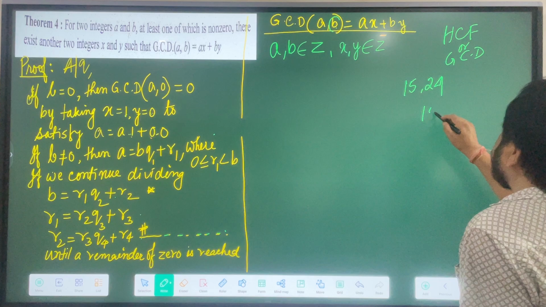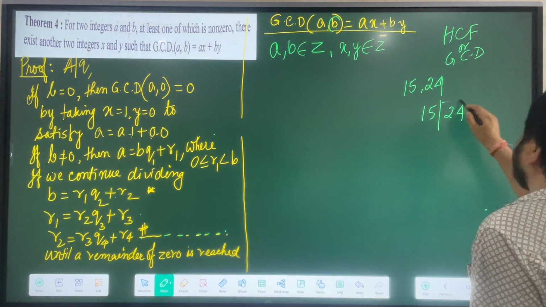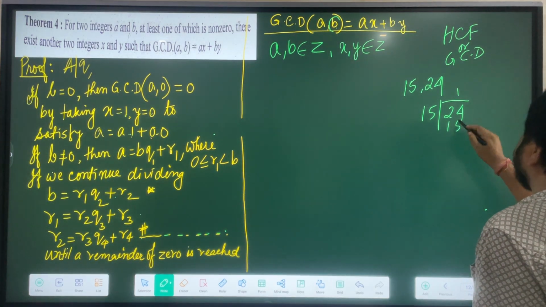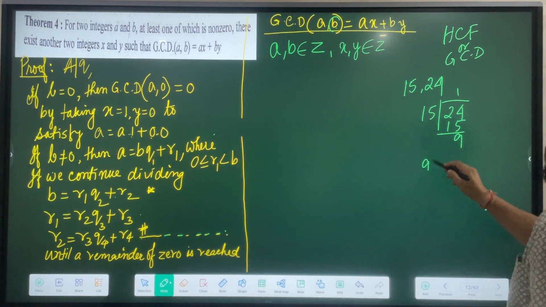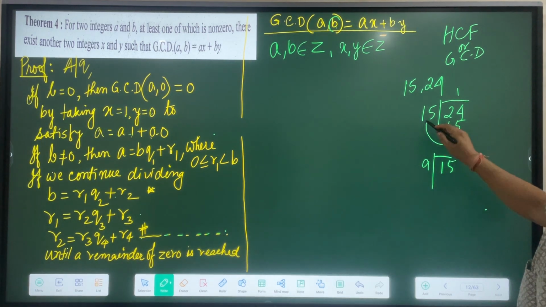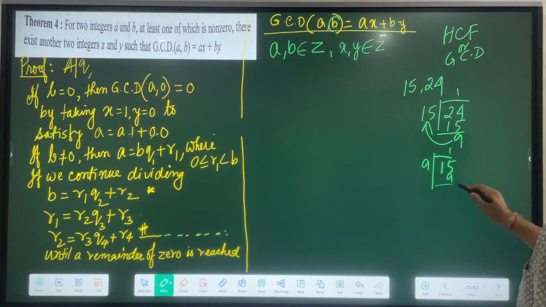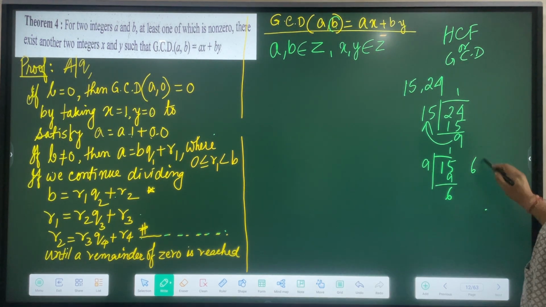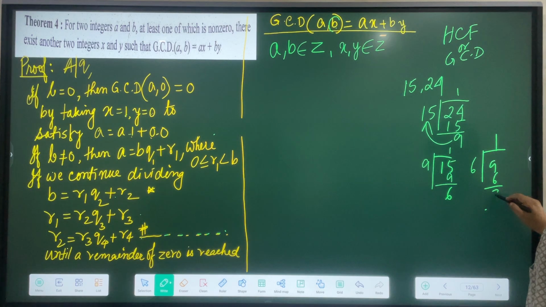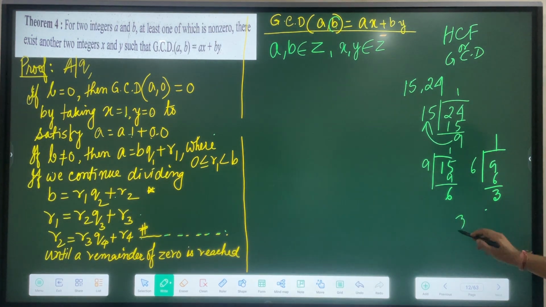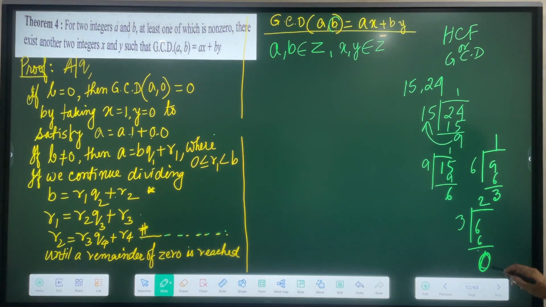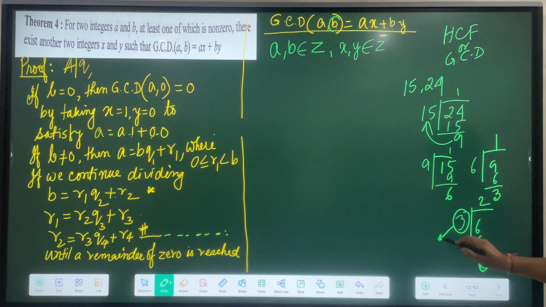What do we do? First we will divide 24 by 15: 15 into 1 is 15, remainder 9. Now we will divide again: 9 into 1 is 9, remainder 6. Again we will divide: 9 divided by 6, 6 into 1 is 6, remainder 3. Again we will divide 6 by 3, 3 into 2 is 6. Remainder is 0 here. So 3 is called the HCF.